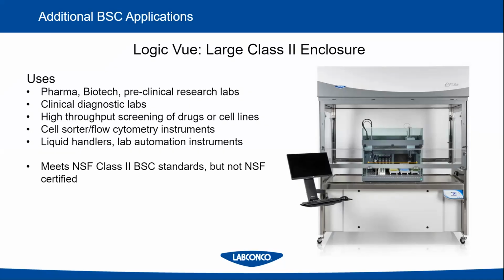Cell sorters or flow cytometers could also be used if there are biohazardous cells being sorted. And also other types of liquid handling instruments or lab automation instruments. All these instruments are too large for a traditional biosafety cabinet. So we've developed these large Class 2 enclosures that are much bigger and can hold all of these robots and more. One thing I should note is that while these large containment enclosures meet the NSF requirements for containment, they are not NSF listed. That's just because the NSF has not yet adopted the standard for larger containment enclosures.